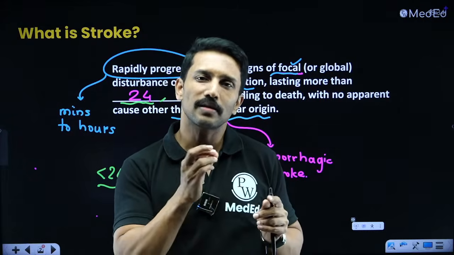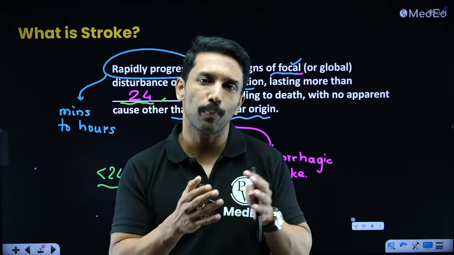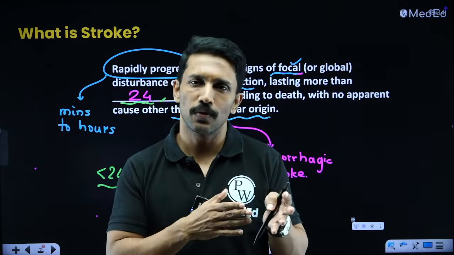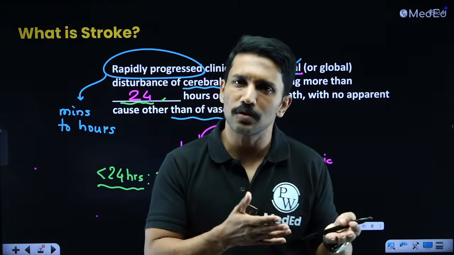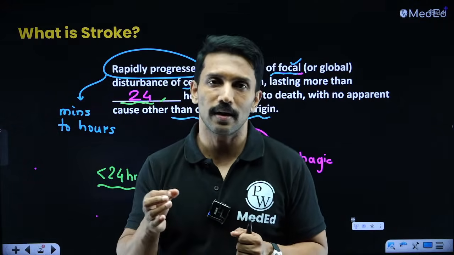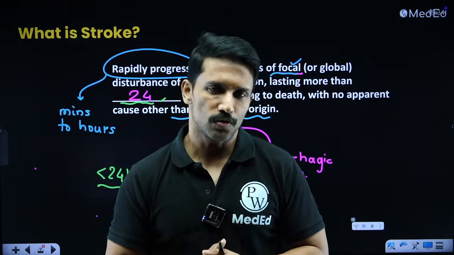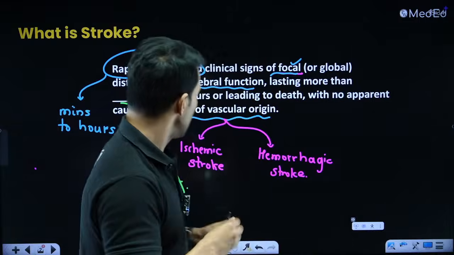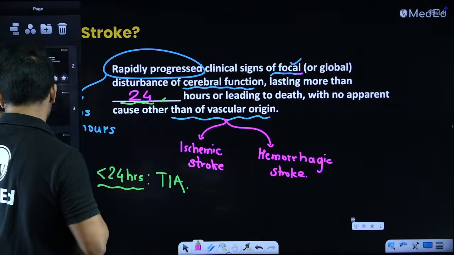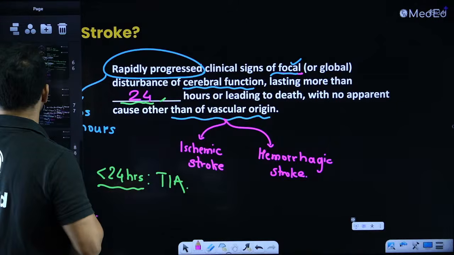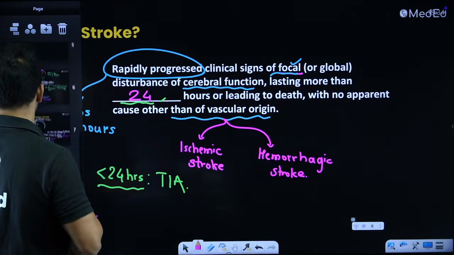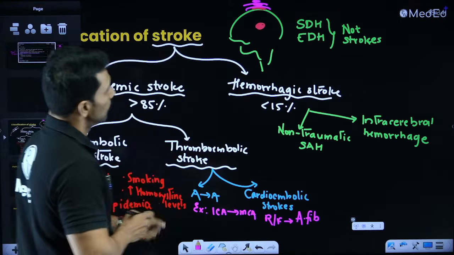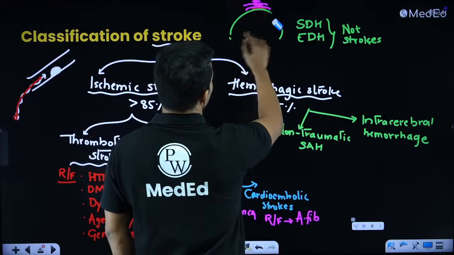And non-traumatic subarachnoid hemorrhage usually occurs because of rupture of berry aneurysms or AV malformations. So aneurysms or AV malformations are nothing but pathologies of blood vessel. So they also qualify to be called strokes. But being traumatic in origin, the SDH and EDH do not qualify to be called strokes. Clear? They do not qualify to be called strokes. Okay, so I hope this part is clear.